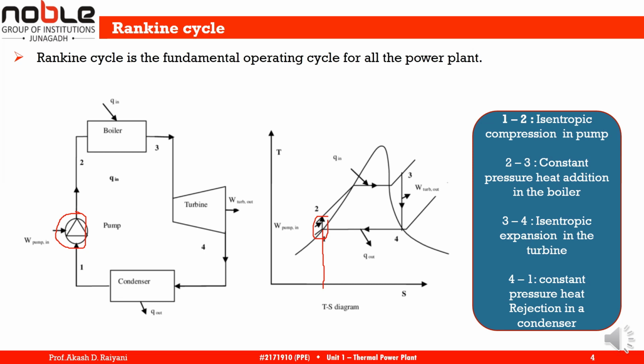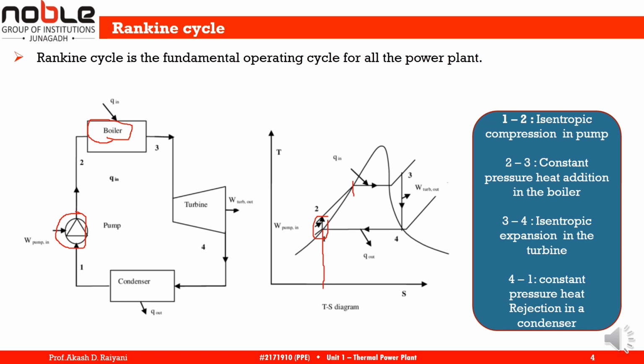In the Rankine cycle, in the 1 to 2 process, the compression process, pressure and temperature both are increasing. Second one is the boiler. In the boiler, steam production takes place. It is a constant pressure heat addition process. It is represented on the TS diagram by the 2 to 3 process.